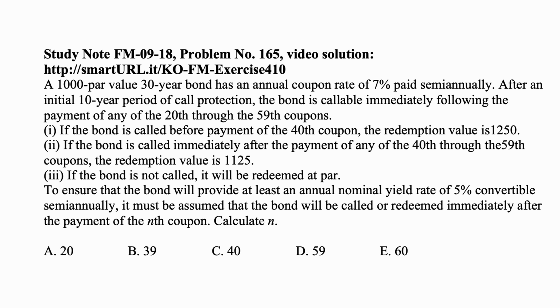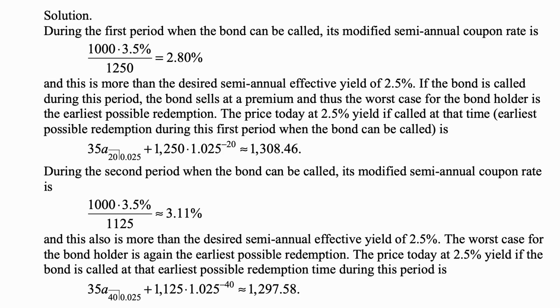$1,125. So there are really two different periods for the bond being called because of two different call prices. If the bond is not called, it will be redeemed at par, so at 1,000, because it's a 1,000 par value bond. To ensure that the bond will provide at least an annual nominal yield rate of 5% convertible semi-annually, which really means 2.5% per half a year, it must be assumed that the bond will be called or redeemed immediately after the payment of the nth coupon. Calculate n.